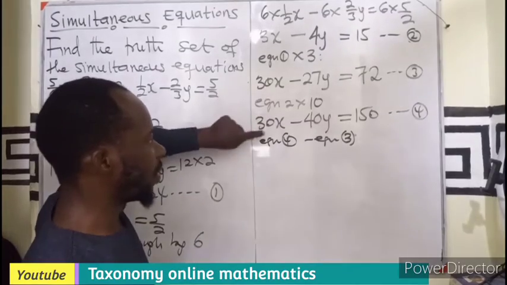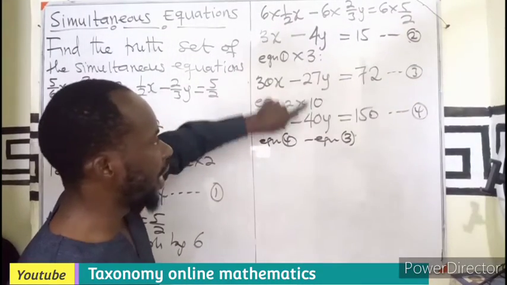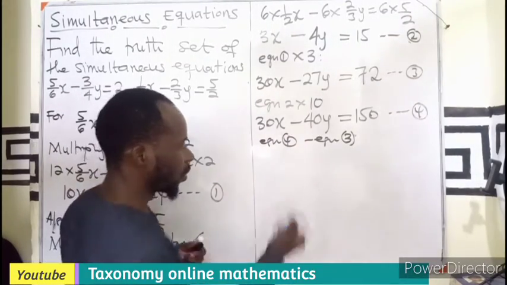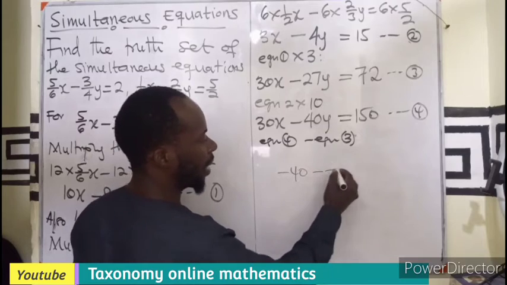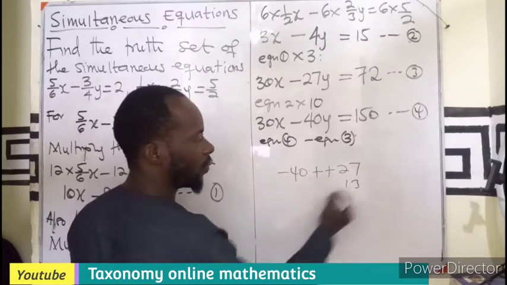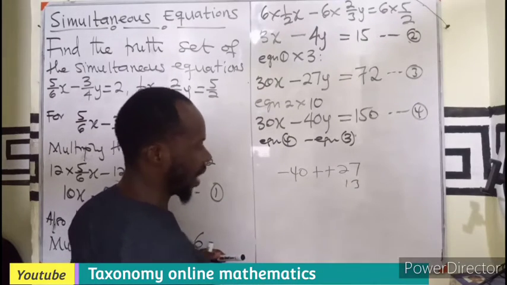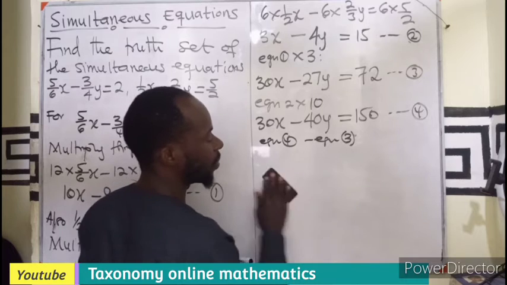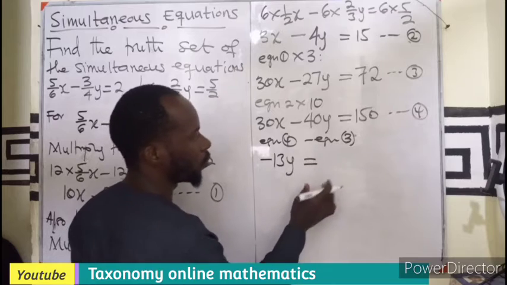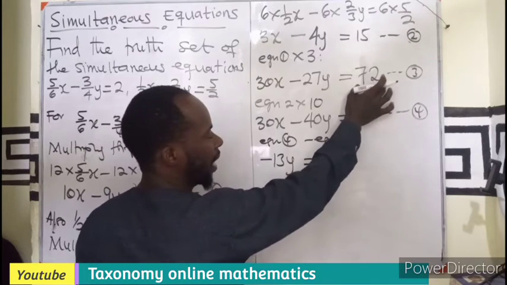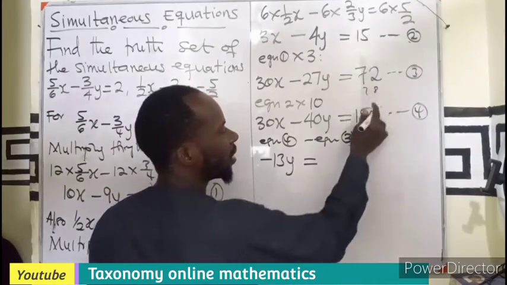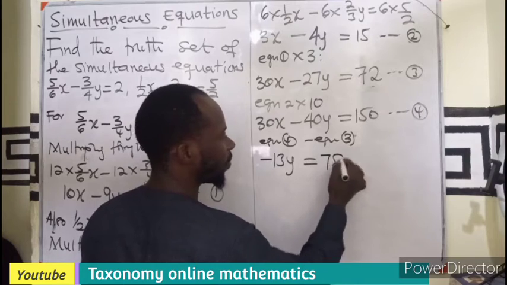So 30 minus 30 will give us 0. Then it's going to be minus 40 minus negative 27, so minus 40 minus 27 negative becomes positive. If you add 13 to this, you get 40. So we are going to have negative 13y equals 150 minus 72. So that will be, okay, 78.